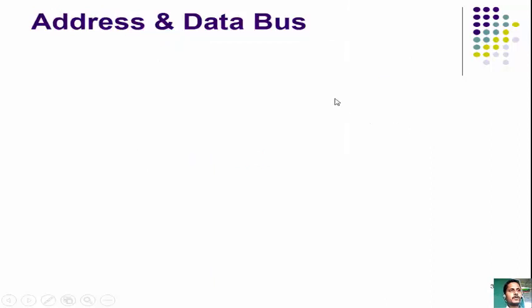Now we will discuss the multiplexed address and data bus. As we discussed in the pin diagram, the lower order address lines, that is A0 to A7, are multiplexed with the D0 to D7 data bus. So the address bus consists of A0 to A15. So in total 16 address lines are there with 8085, and out of these 16 address lines, A0 to A7 are mixed with the D0 to D7 data bus.